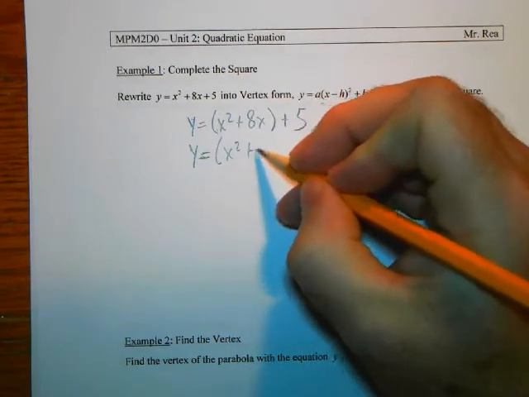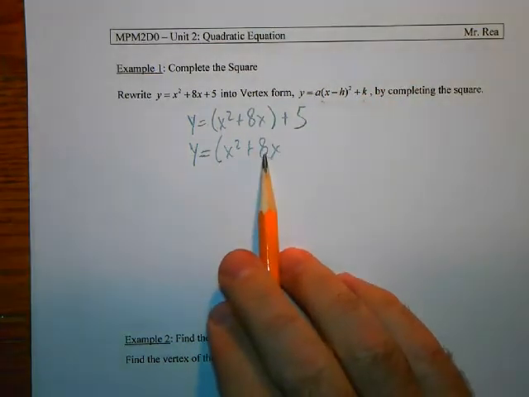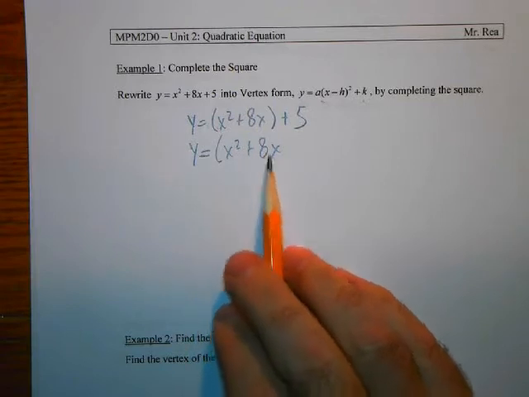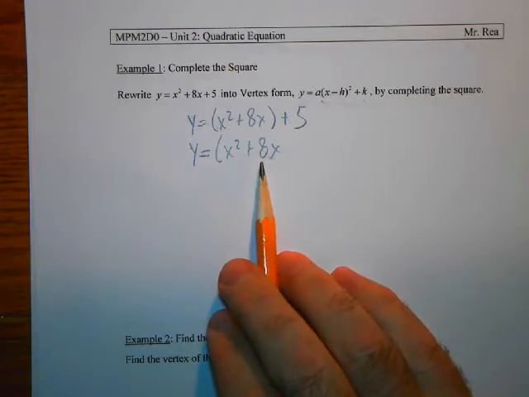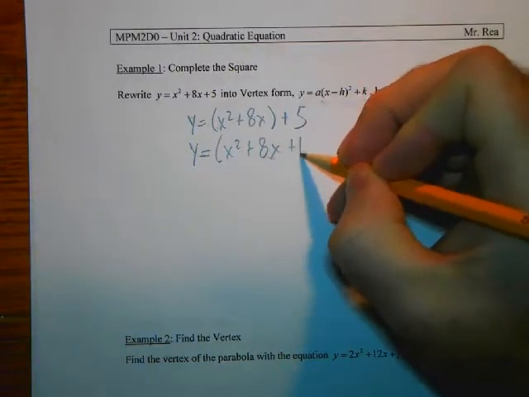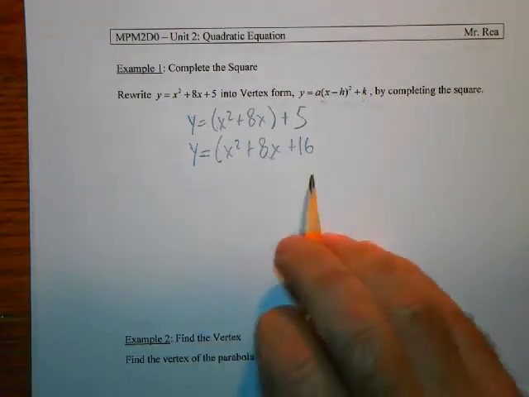Okay, so I'm going to write the first two terms. And if you remember, we now focus in on the coefficient of the x term. We take half of that value, so that's positive 4. We square it, that becomes plus 16. And that's the 16. So that thing right there, that's a perfect square trinomial.